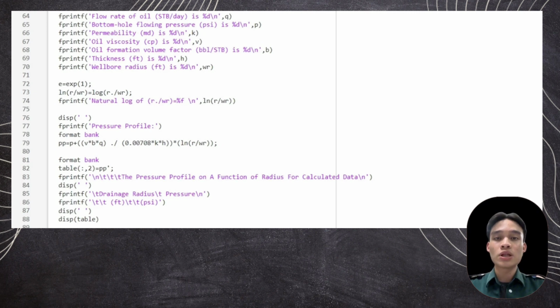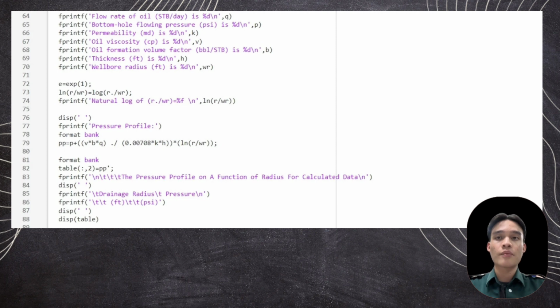Lines 72 until 74 are used for the calculation of the natural log with the input of the wellbore radius. Lines 76 until 79 are the calculation of the pressure profile, with the data for the natural log at lines 81 until 88.